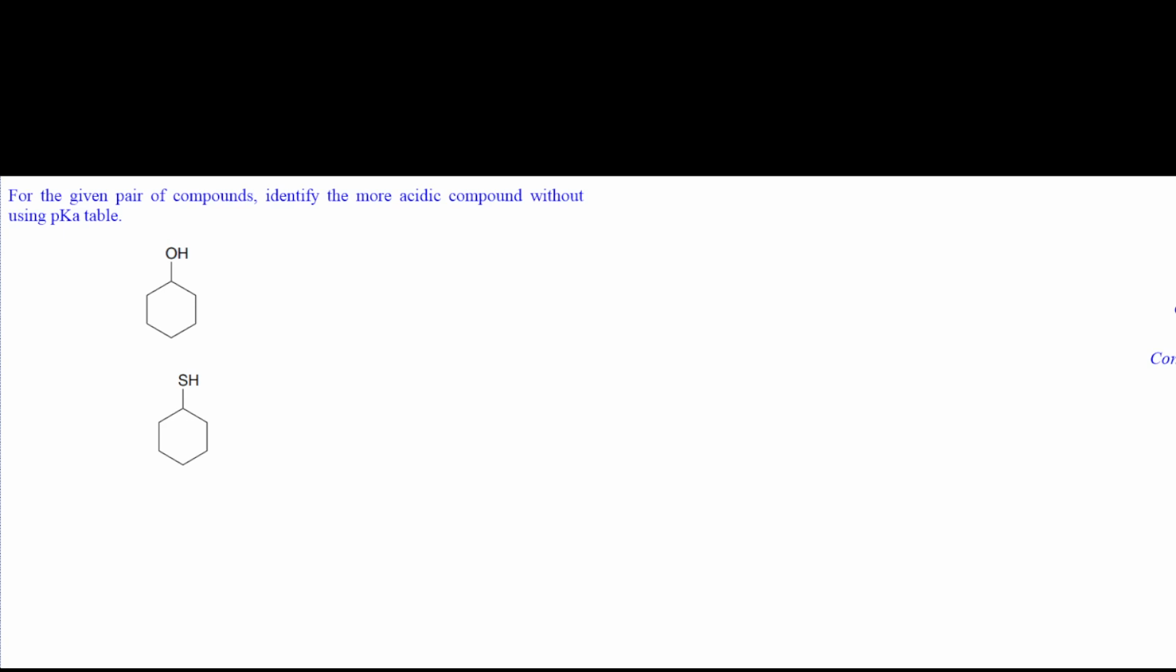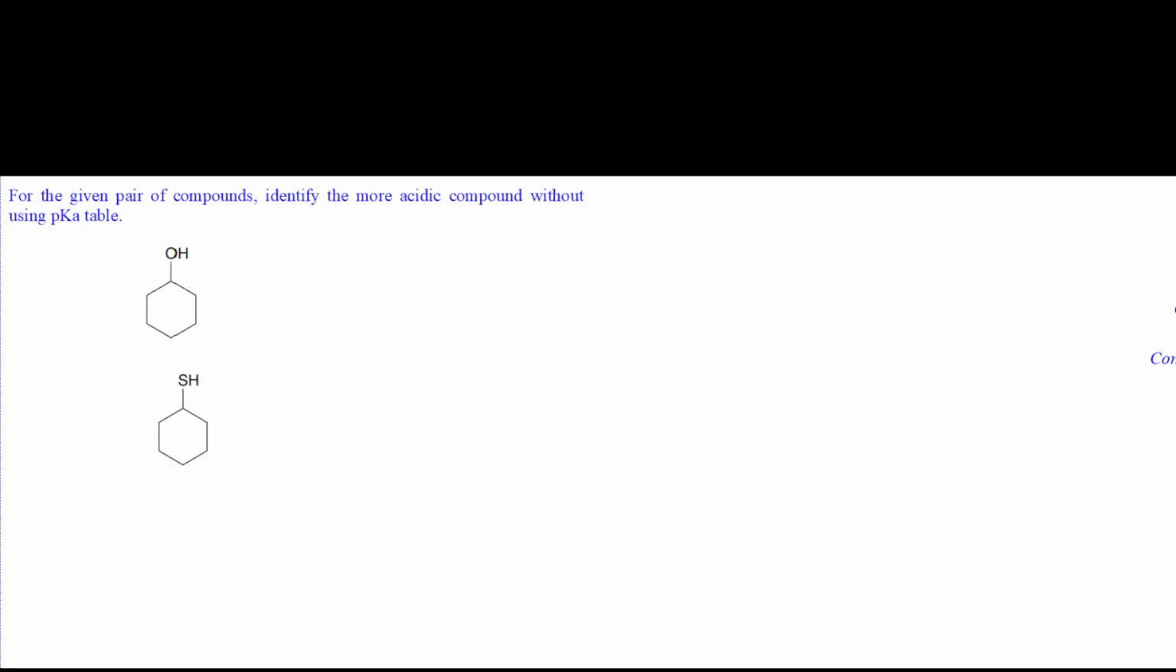Today we are going to look at one of the acid-base concept-based problems, which was shared by one of my students from New York University. The question is asking, for the given pair of compounds, identify the more acidic compound without using a pKa table. So when we have to decide the acidity without using a pKa table, we specifically draw the conjugate bases of these compounds.